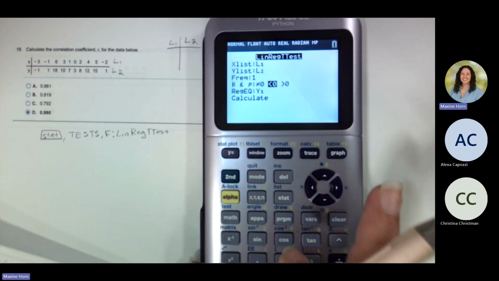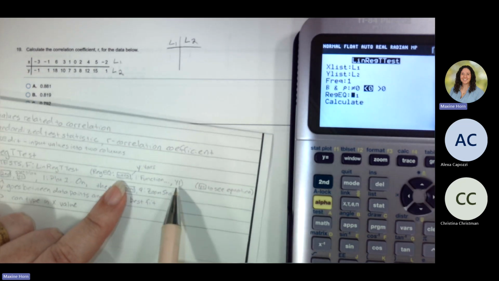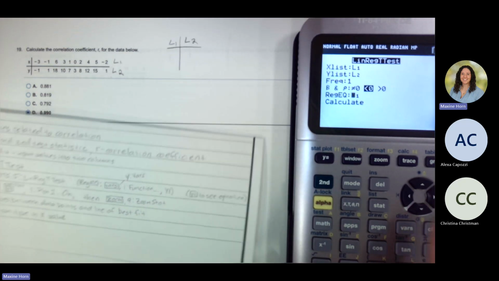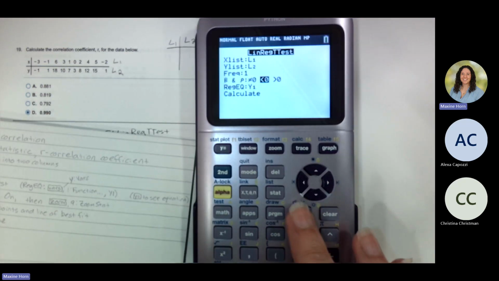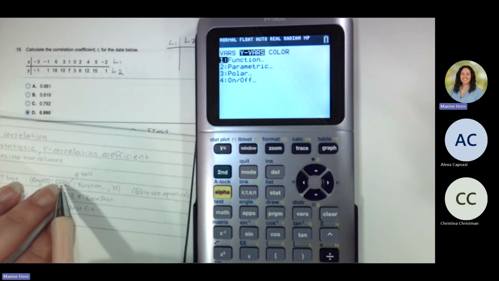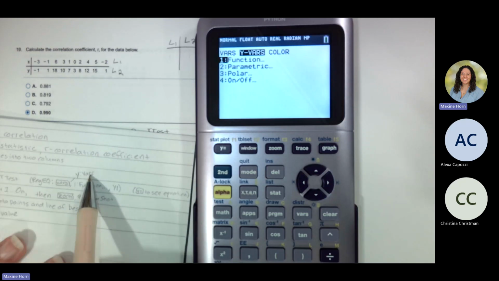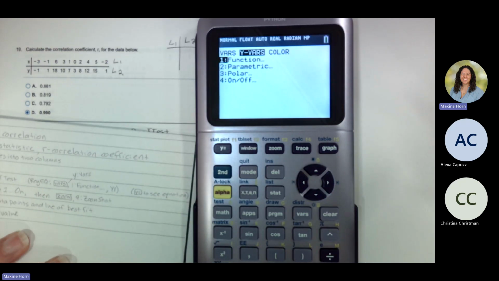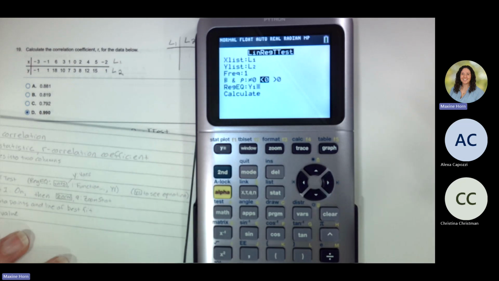All right, your regression equation. This is what I was talking about with the Y1. If Y1 is not sitting there, what you're going to do is go to vars. My directions aren't very clear, so let me go ahead and do that to make sure that's what it is. So we go vars, and that's what it was. We go vars, and then you go over to Y-vars, and then number 1 function, and then Y1. Make sure your Y1 is there.